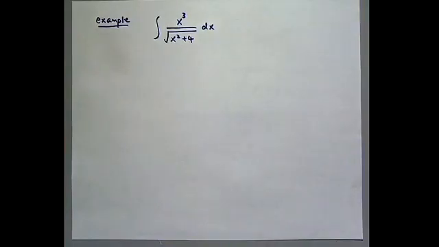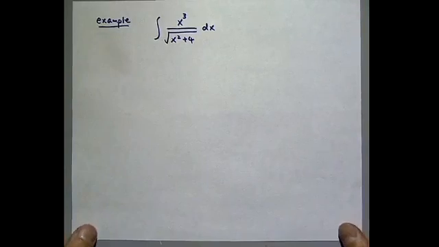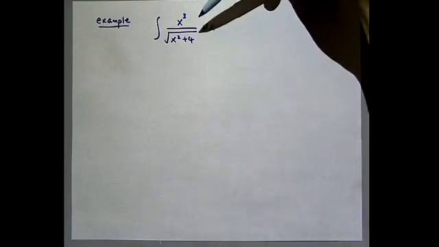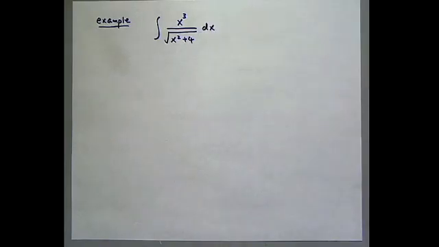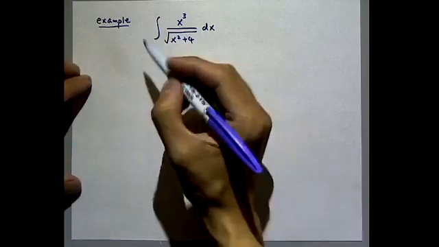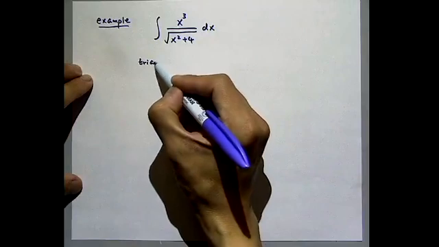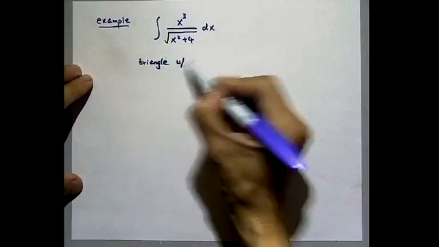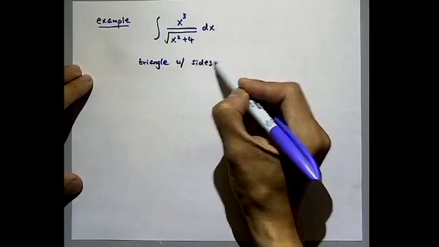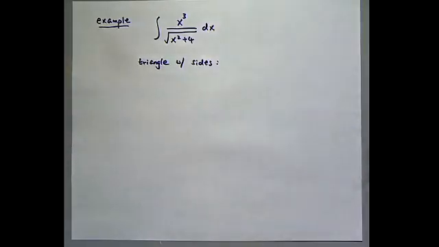x cubed over the square root of x squared plus 4. Anytime you see some kind of radical involved, that's always a very good indication that we're doing trig substitution. And just like before, we're going to come up with a triangle with 3 sides.